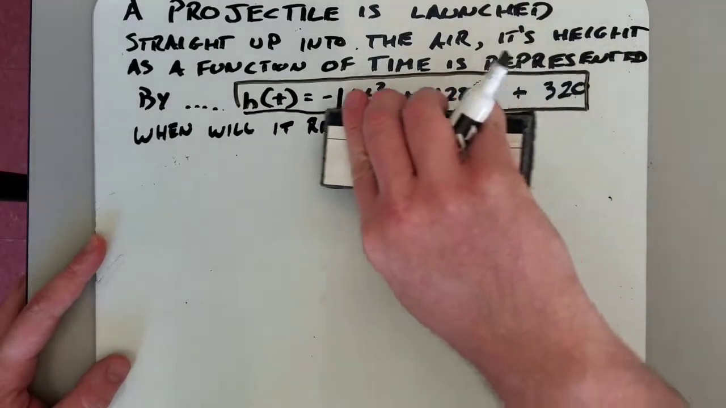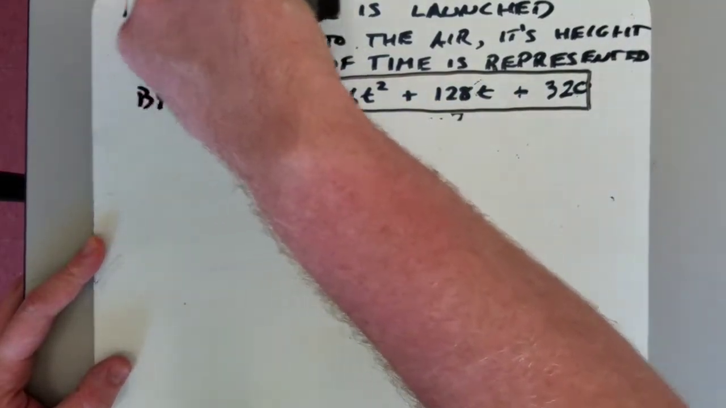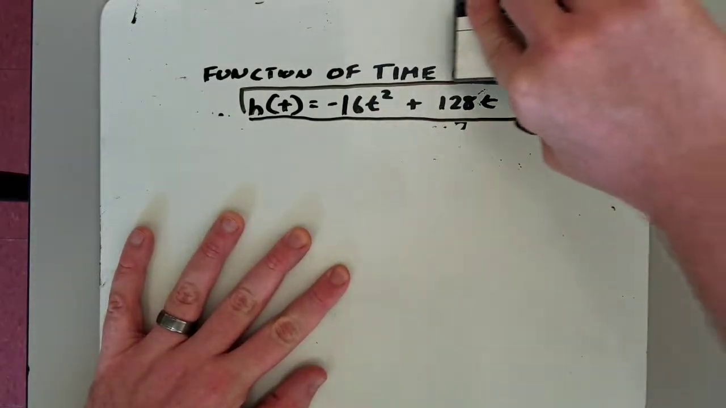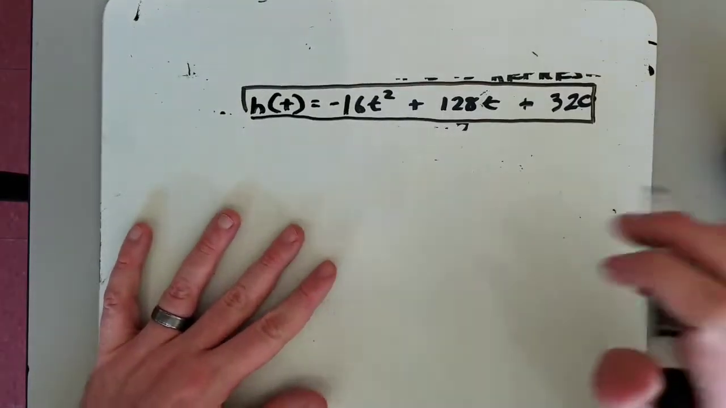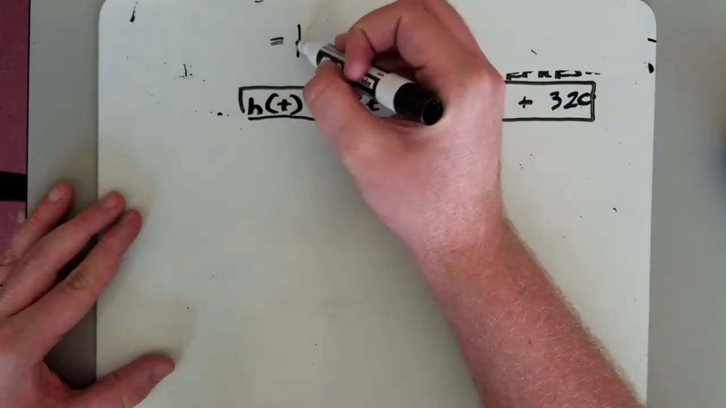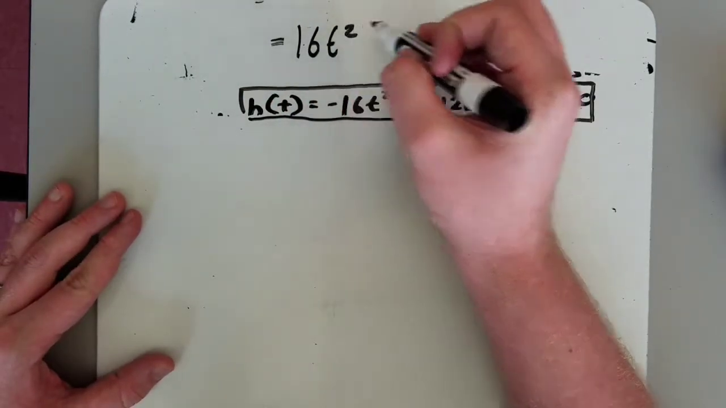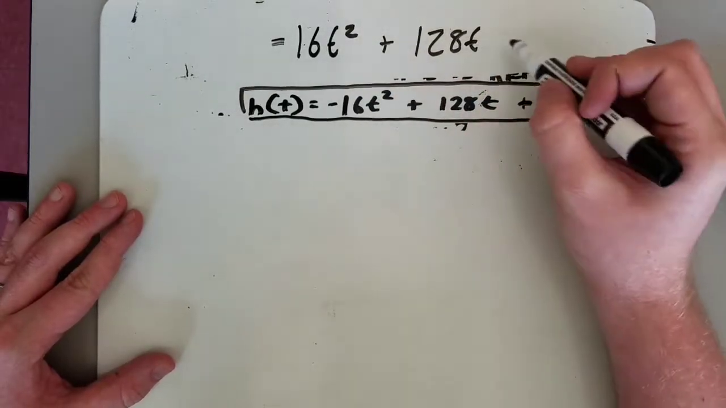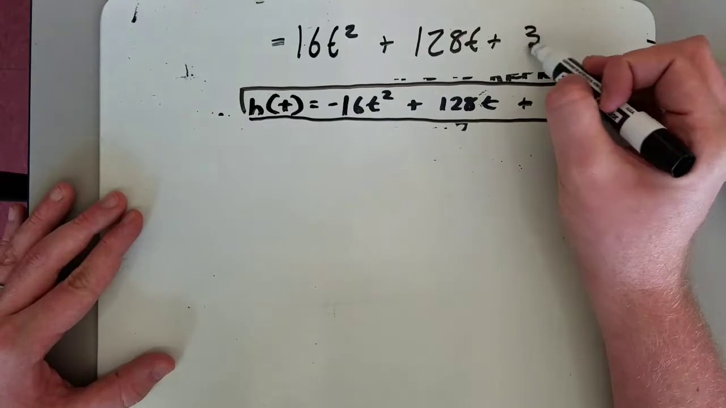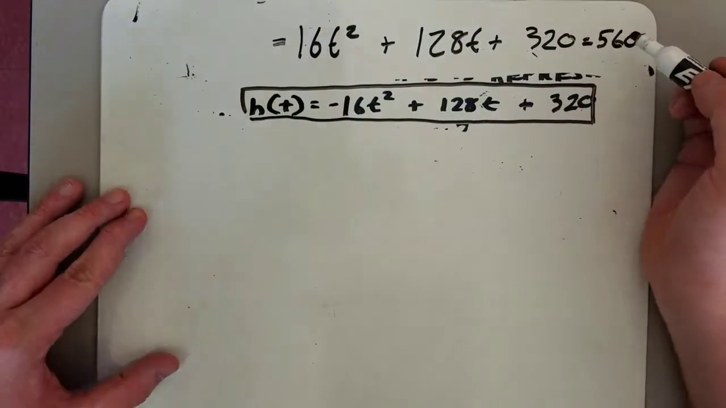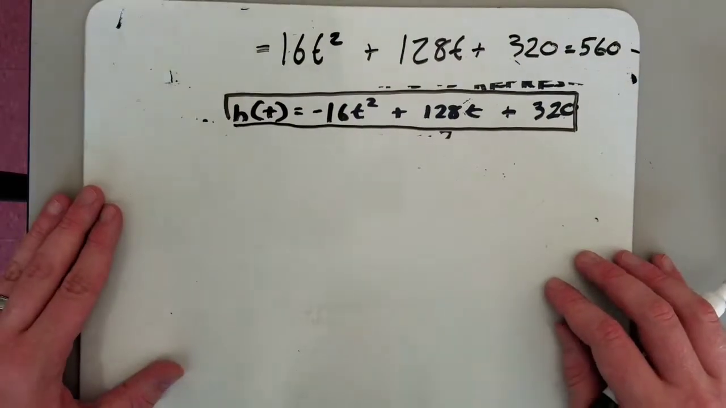So I'm going to erase this, get this stuff out of the way, okay? All right. So let's take our function, negative 16 t squared plus 128t plus 320, and we're going to set it equal to 560. Done? All right.